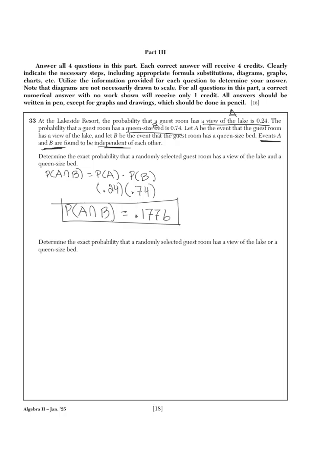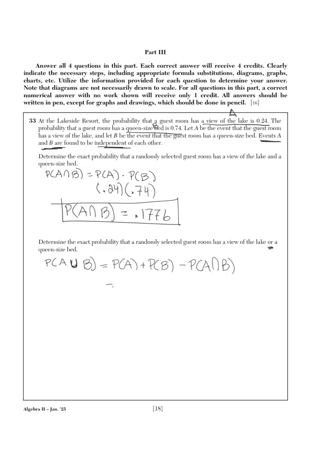The second part says determine the exact probability that a randomly selected guest room has a view of the lake or a queen size bed. That is also on that formula sheet with everything that you need to know for the regions. You need to study that. So we want the probability of a lake view. The or symbol is this. You can write the word or if you prefer, or a queen size bed. And that formula is the probability of A plus the probability of B minus the probability of A and B.